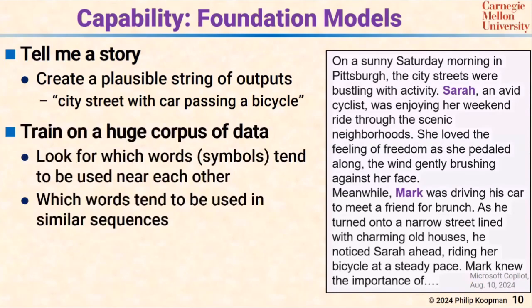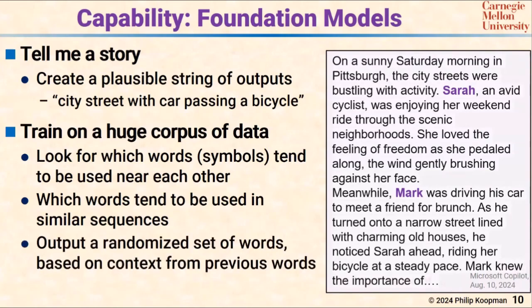You train on a huge corpus of data, like all the books ever printed, or the entire internet, or both, and you look for which symbols tend to be used near which others, and which words tend to be used in similar sequences. So this is not building an explicit model of the world. That's not what's happening. What's happening is it's just saying, well, if you show me some words, I think I can guess what happens next.